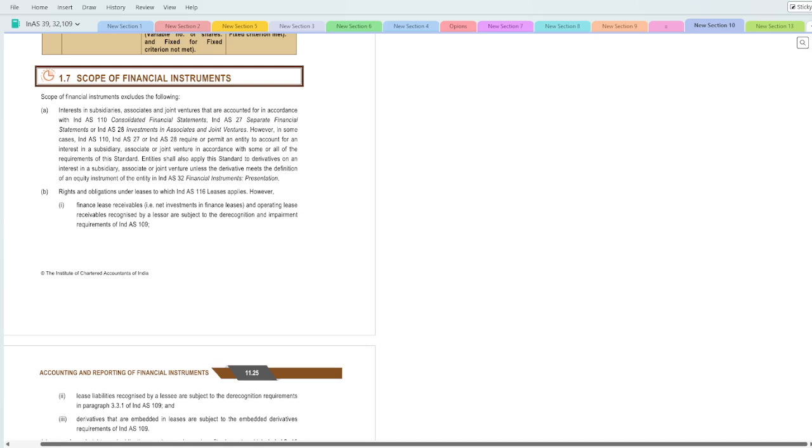Then the last portion. Okay, how much is the time? Just a minute, I'm just checking. Okay, so maybe we can quickly complete this within 10 minutes.